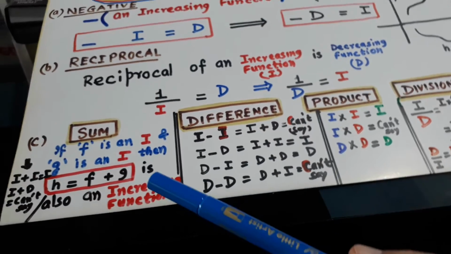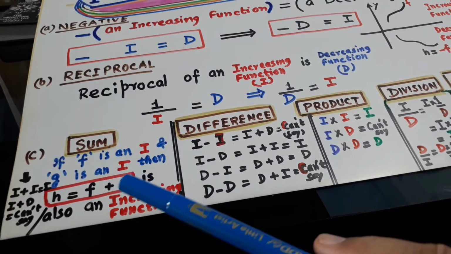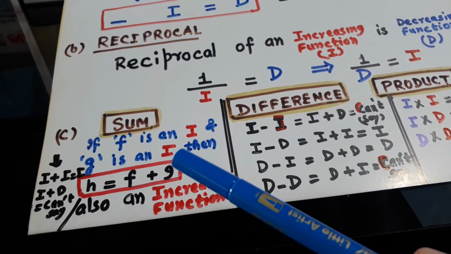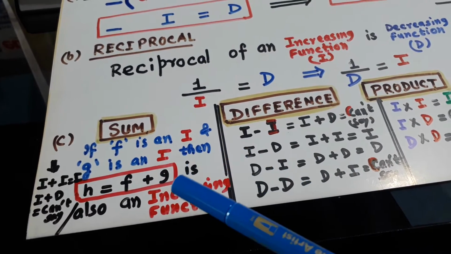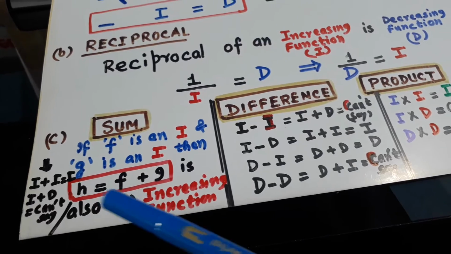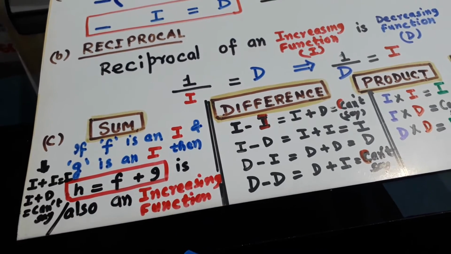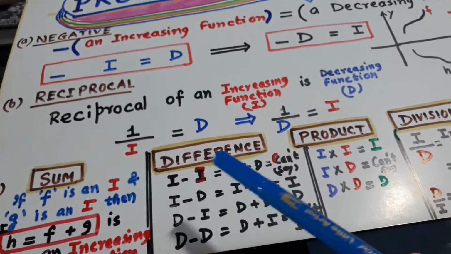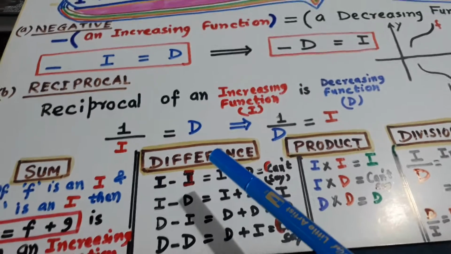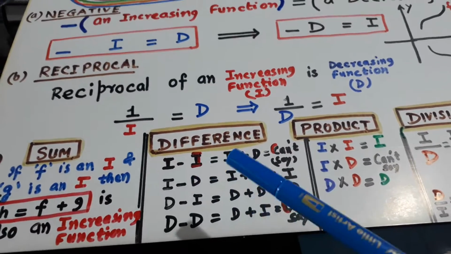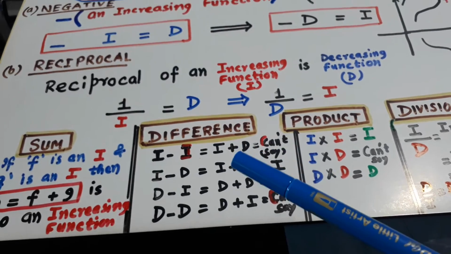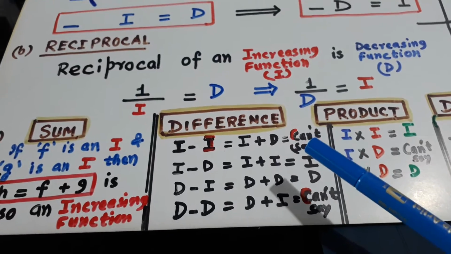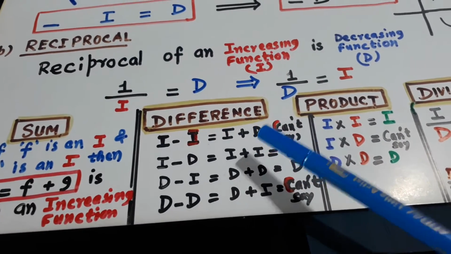Next property, sum property. If f is increasing and g is also increasing, then f plus g, which is equal to h, will also be increasing. Increasing plus increasing is increasing. Now let us take the difference. We have taken the sum, let us take the difference. Increasing minus increasing is equal to increasing plus decreasing. It means we can't say anything. It is increasing as well as decreasing.